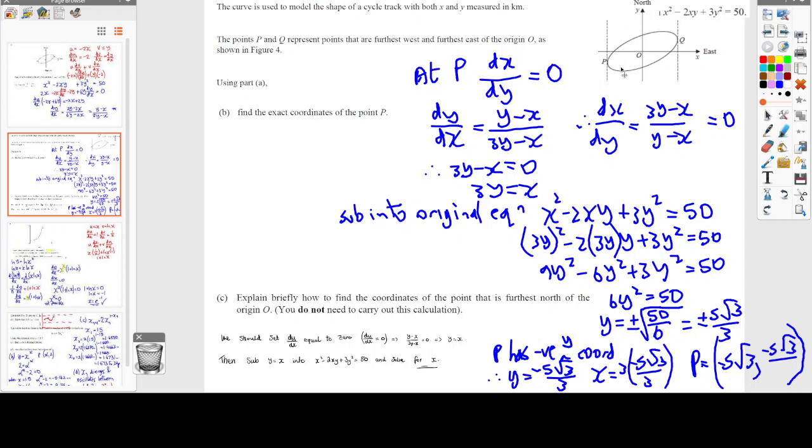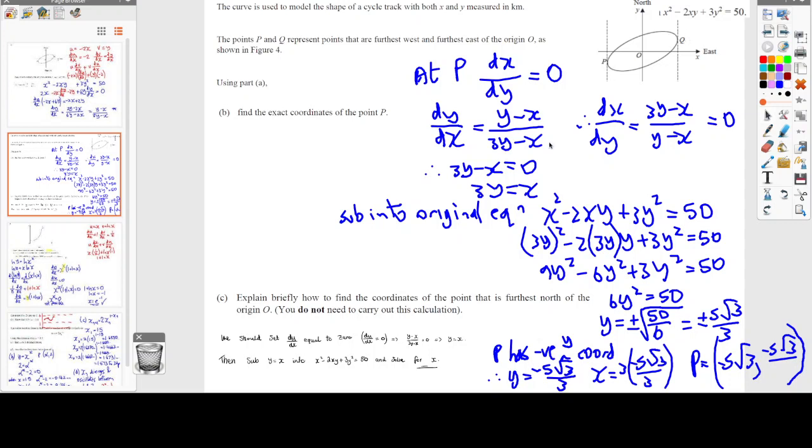So the key bit here, P is obviously a vertical asymptote. So that's, if you like, a stationary point to a degree. So that's got to be where dx dy equals 0. Similarly with Q, that would be dx dy equaling 0. Well, we know dy dx, so just flip that over and set that equal to 0. And therefore, the numerator has to be 0, 3y minus x equaling 0. So 3y equals x. At P and at Q, 3y equals x.